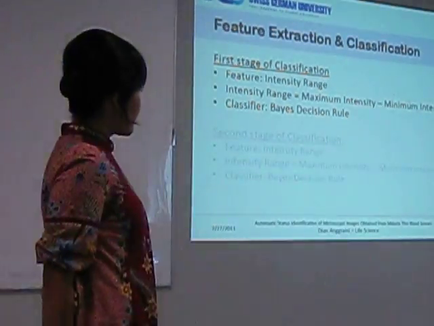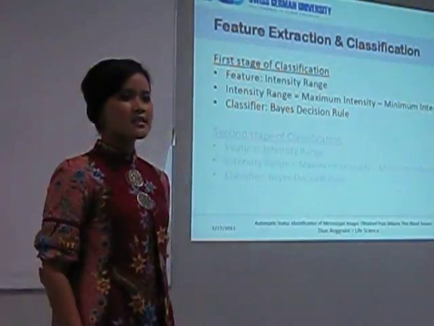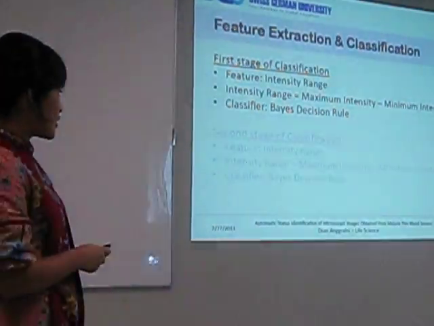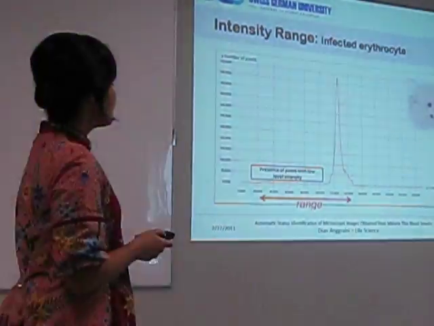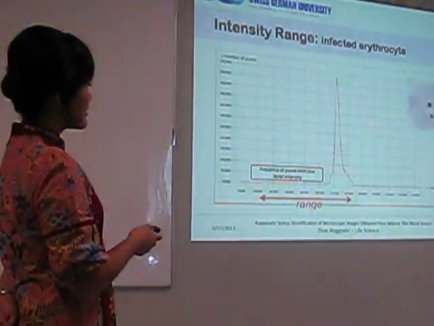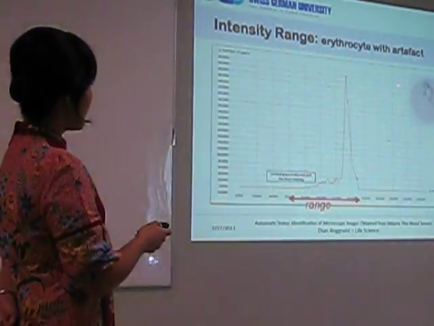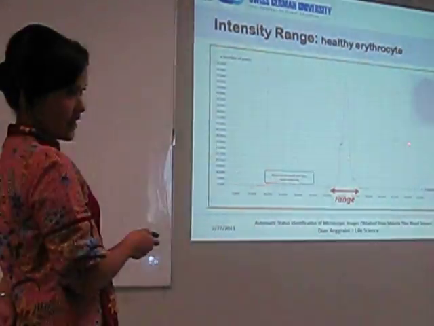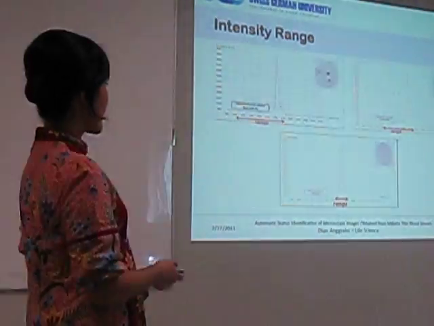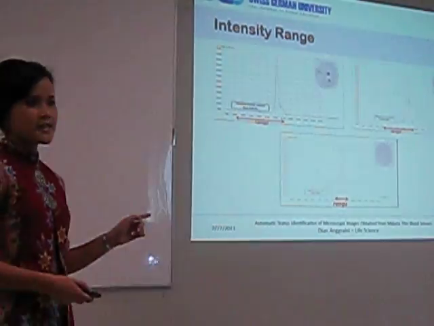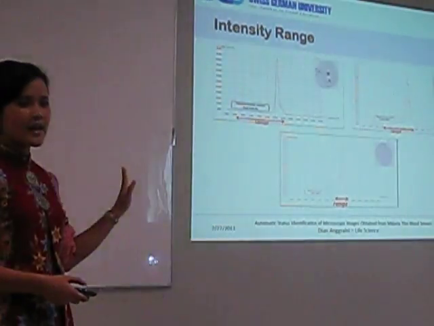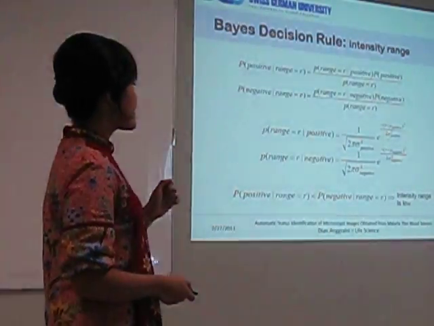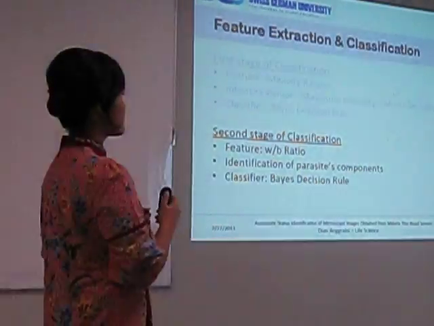During the first stage of classification, we use intensity range, which is the mathematical difference between the maximum and minimum intensity, as the feature. We found that an infected erythrocyte, this is the range, an erythrocyte with artifacts, this is the range, and a healthy erythrocyte, without parasite and without artifact, actually exhibit a significant difference in terms of intensity range. So we believe that we can use this as the first feature. This is how we calculated and utilized the Bayes decision rule for the first stage of classification.